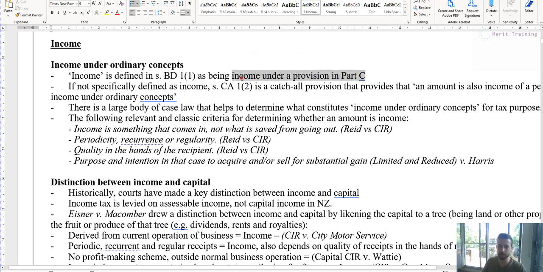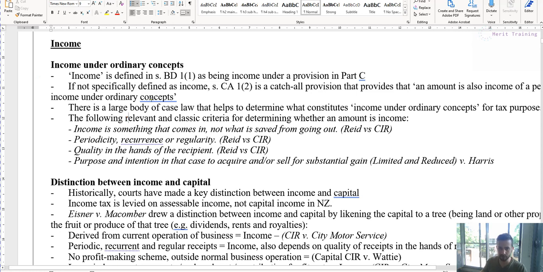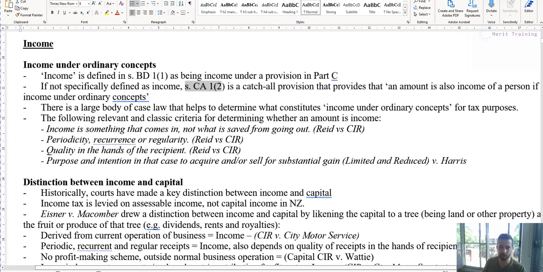And these are the kinds of income that you are aware of and familiar with: your rental income, your salary, things like that. Now, we've also got this catch-all provision, which is basically if it doesn't fall under this, let's just do a really broad one that picks up everything else, which you and I would agree should be income but doesn't fall through the cracks for whatever reason. So this second clause, section CA1(2), is a catch-all provision which says any amount which is also income of a person if it is their income under ordinary concepts.